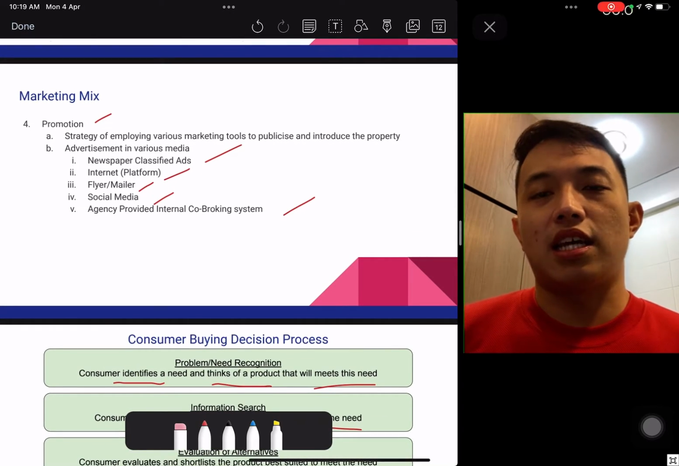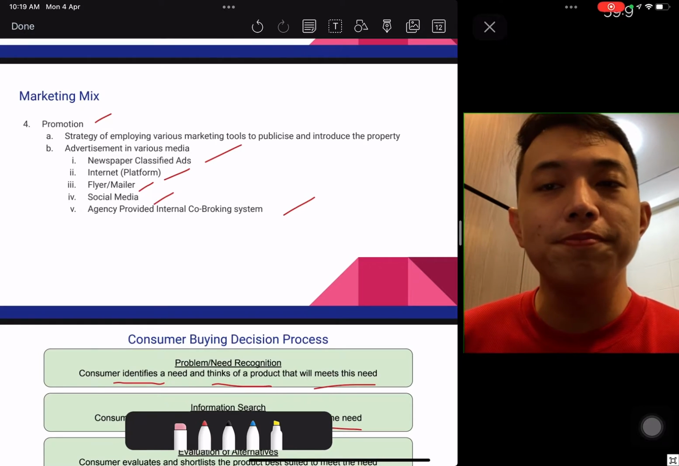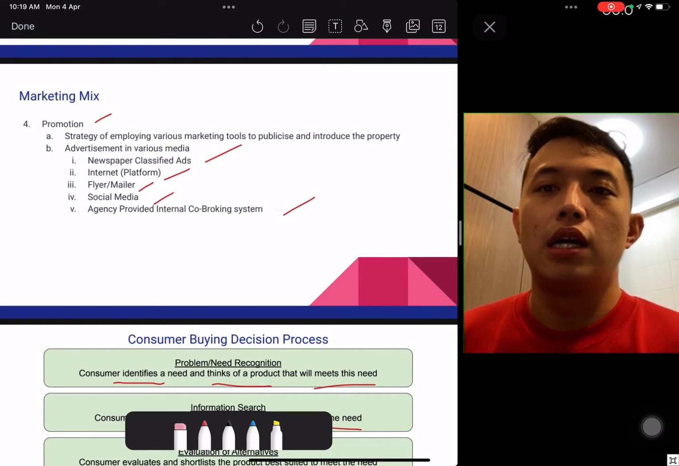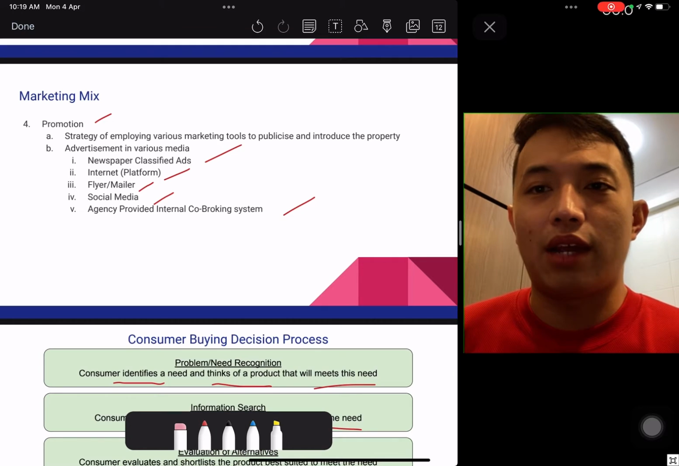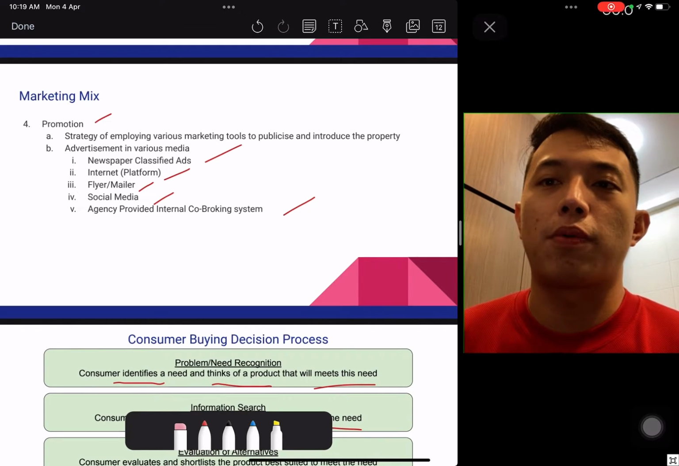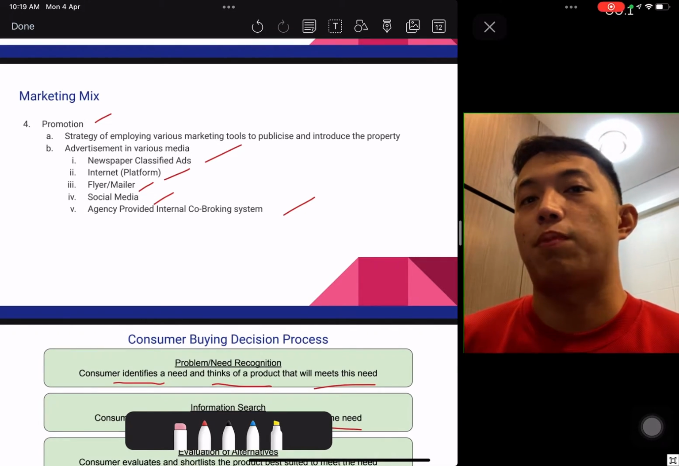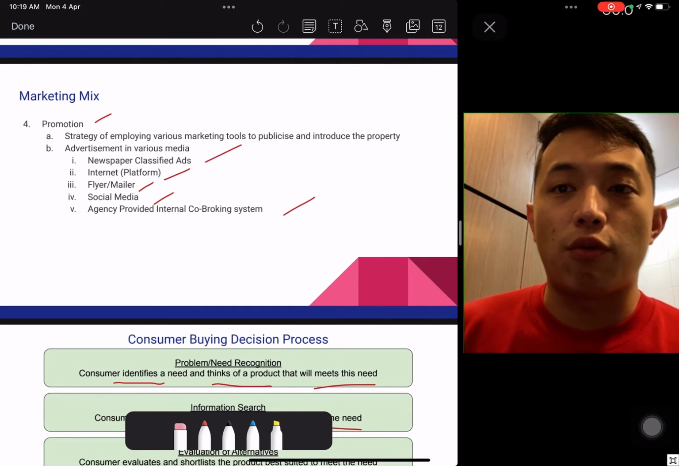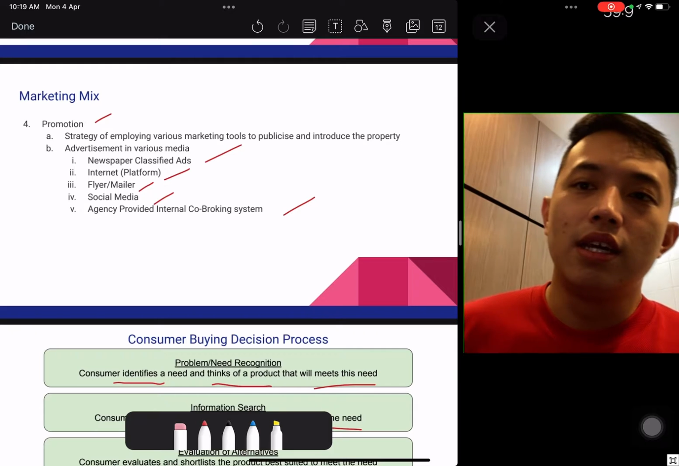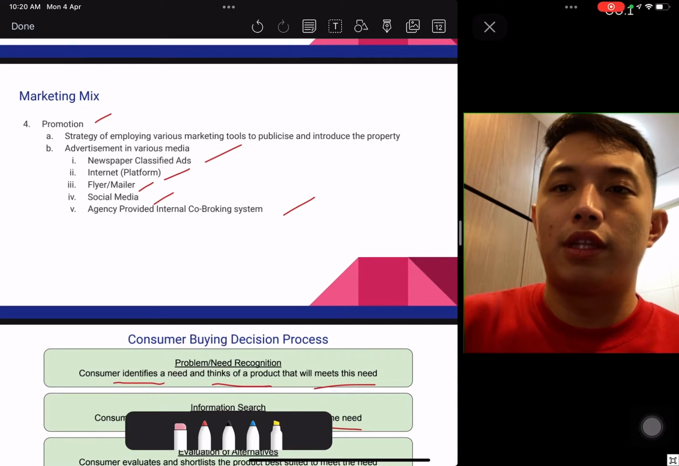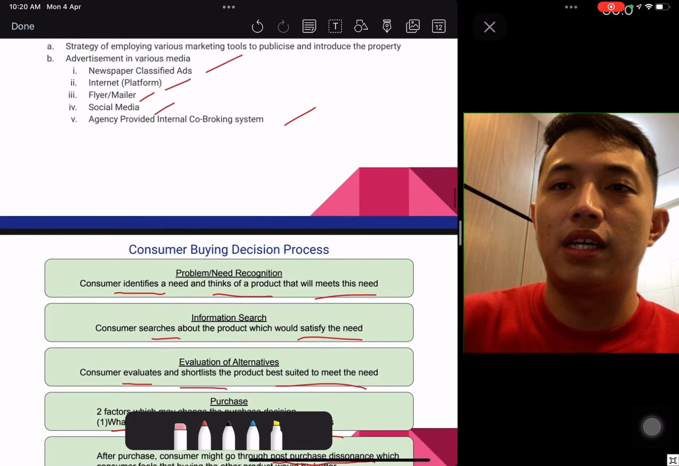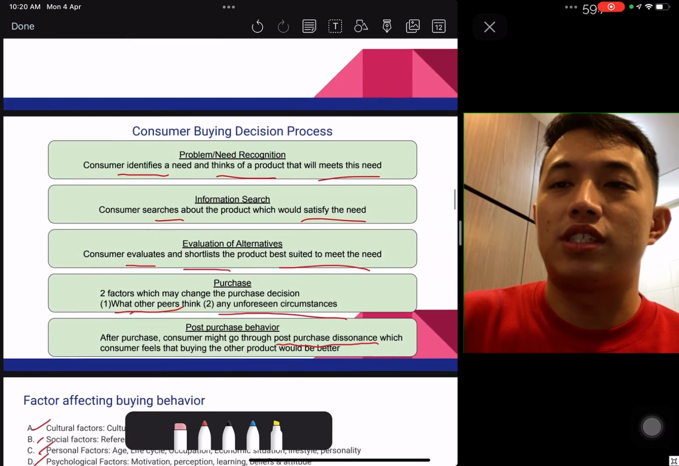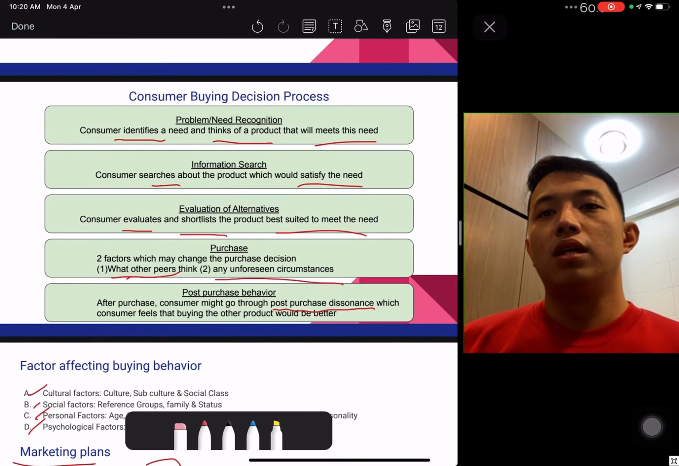The fourth one in the marketing mix will be promotion. Promotion is about where the advertisement is going to be, what kind of advertisement it's going to be, and how you're going to make promotion, the advertising tools to advertise the property. It's quite similar to place, but this is about marketing information and advertisement, such as newspaper, internet, flyer, social media, and the co-broke system within your own EA.